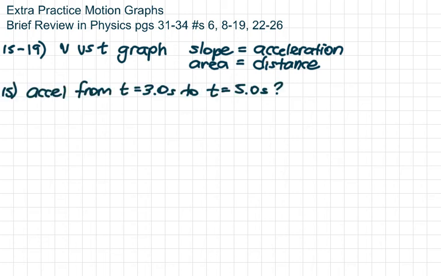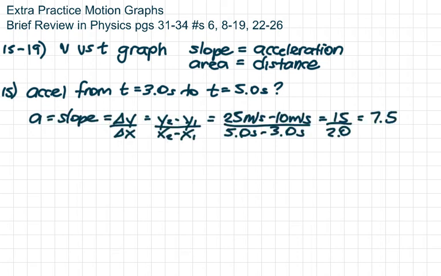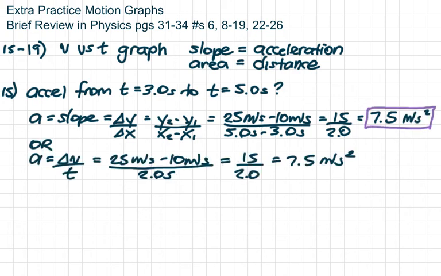And so 15, when's the acceleration from 3 to 5 seconds? That would be the slope from 3 to 5 seconds. You could also do delta v over t and get the same answer. I wind up with 7.5, and we know the units are, of course, meters per second squared. If you take the other approach, you get the same answer.